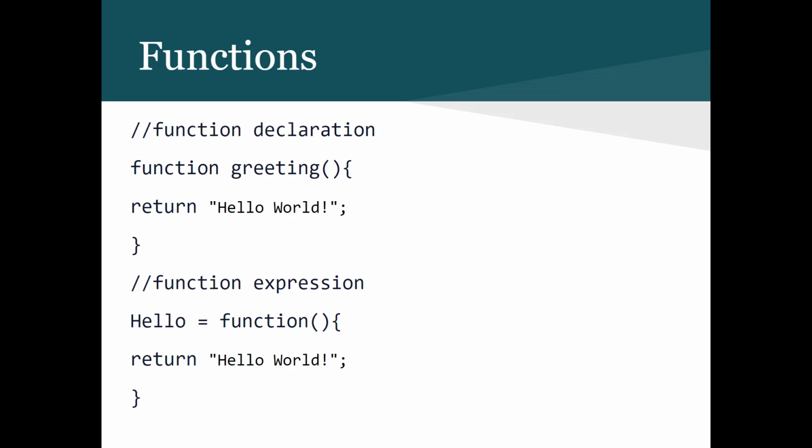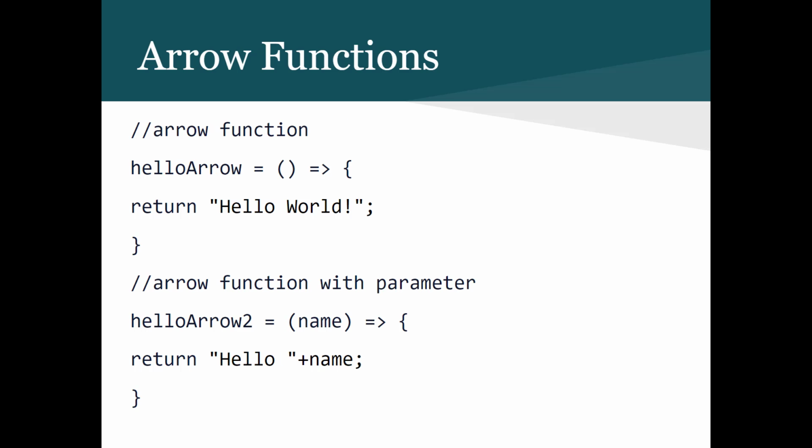Declared named functions do get hoisted. Expression functions do not get hoisted. Arrow functions also do not get hoisted. Arrow functions are function statements and not a function expression. In its most basic form, a function expression produces a value, while a function statement performs an action.